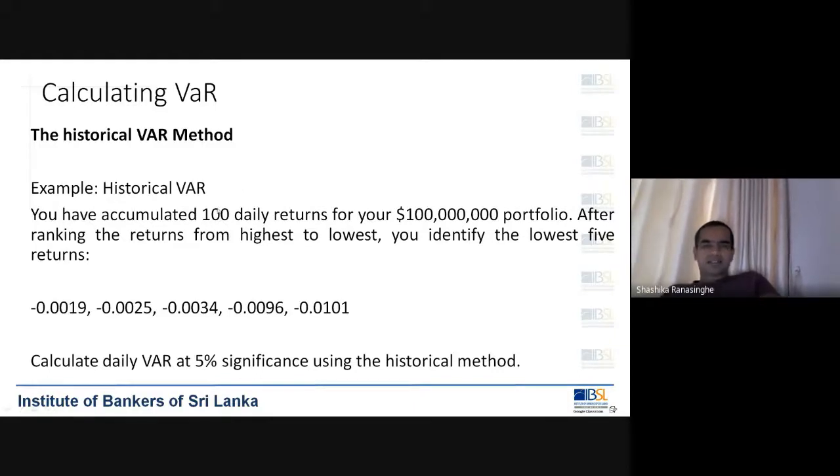So it's 100 days. You are asked to calculate daily 5% significance using the historical method. That's 100 days times 5%, which is the fifth worst day. Now, what is the worst day? What is the return on the worst day?